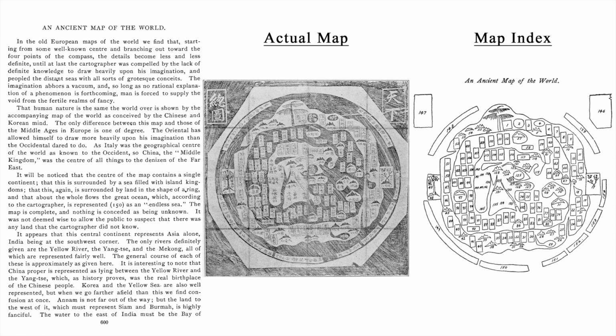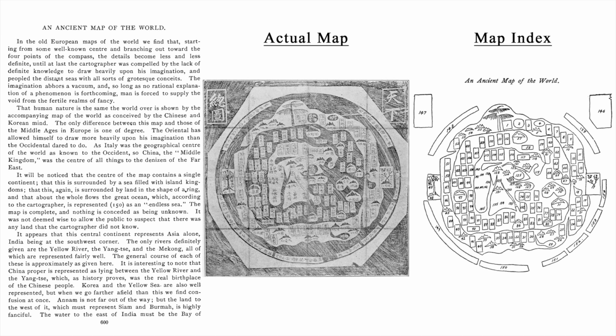The map is not complete, and nothing is conceded as being unknown. It was not deemed wise to allow the public to suspect that there was any land that the cartographer did not know. It appears that the central continent represents Asia alone, India being at the southwest corner. The only rivers definitely given are the Yellow River and the Yangtze and the Mekong, all of which are represented fairly well. The general course of each of these is approximately as given here.